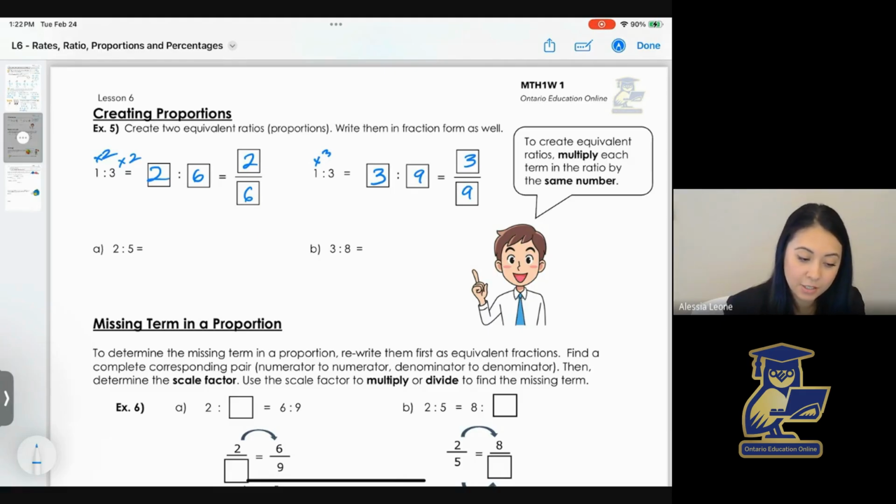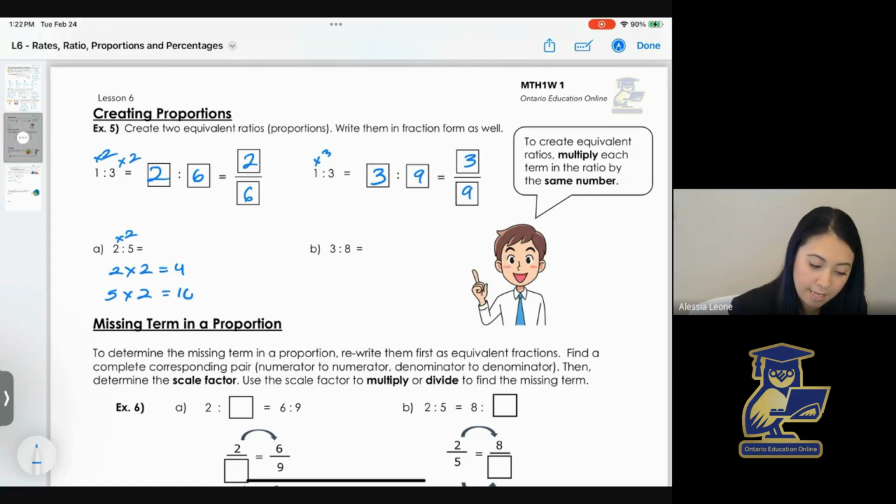Now it's asking us to look at 2 over 5. Let's multiply both by 2. So 2 times 2 is 4. 5 times 2 is 10. So our ratio, 2 to 5, is also equal to 4 to 10.